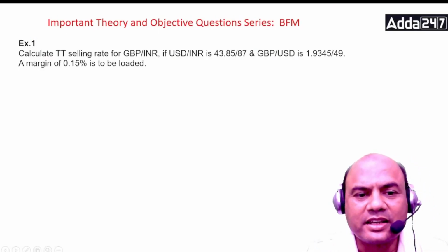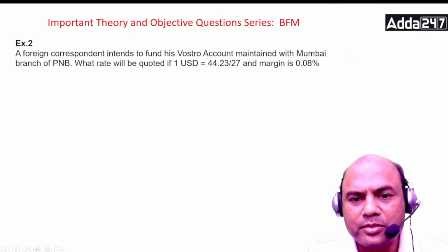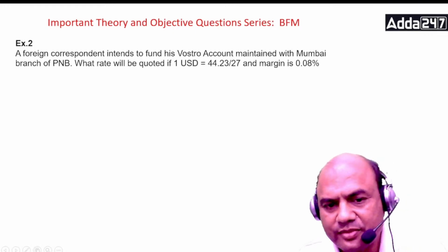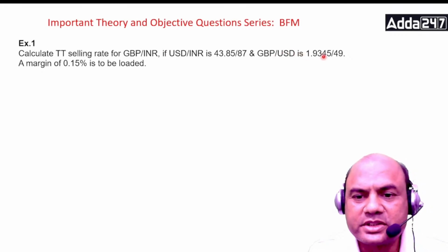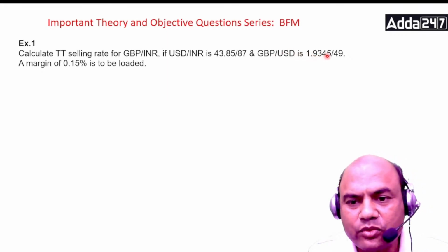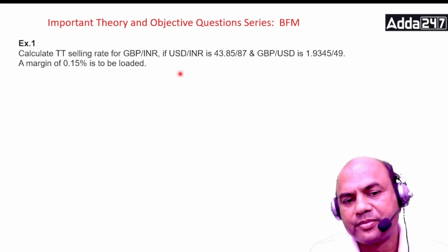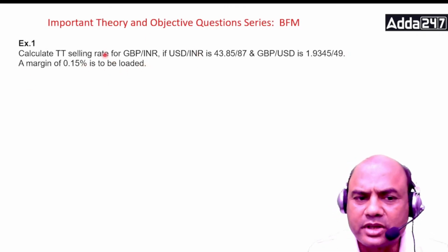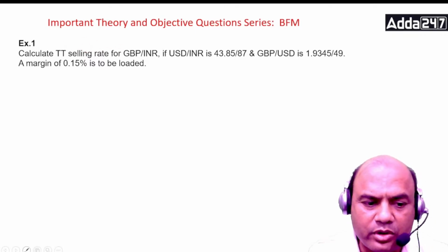Calculate the TT selling rate for GBP INR if USD INR is given as 43.85 and GBP USD is given as 1.934549. A margin of 0.15% is to be loaded. So you have to calculate the TT selling rate. Now importantly understand what I mean by this.